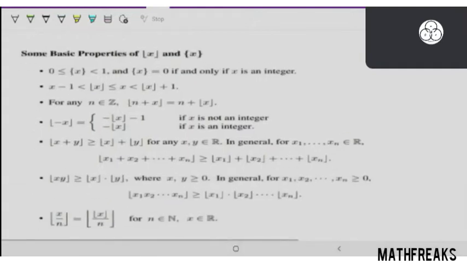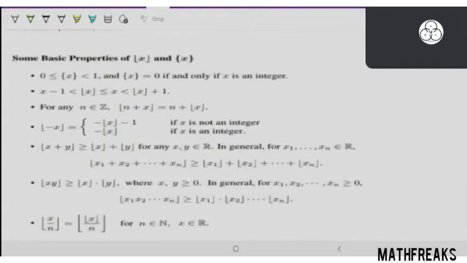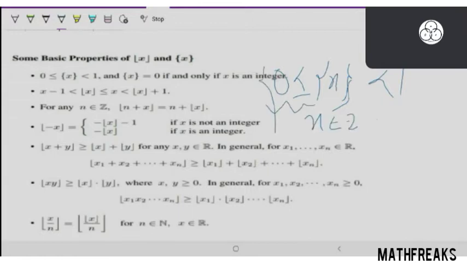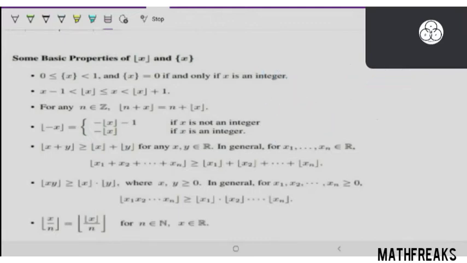Some basic properties. This property we have already seen. For any value x, the fractional part, curly x, is always less than 1 and greater than or equal to 0. This is equal to 0 when x belongs to integers. This we have already seen a lot of times, if and only if x is an integer.